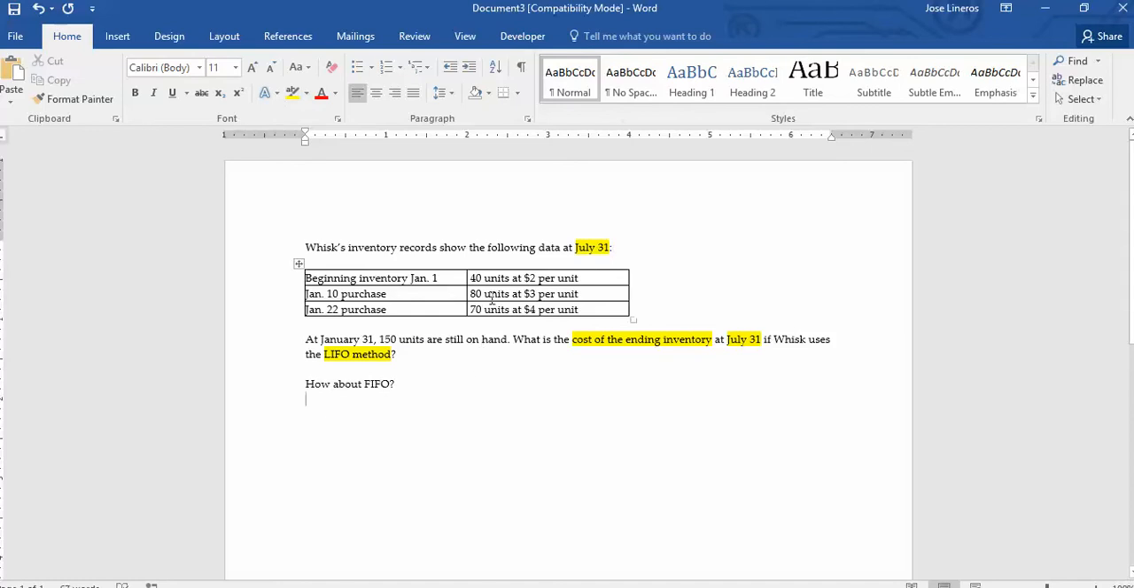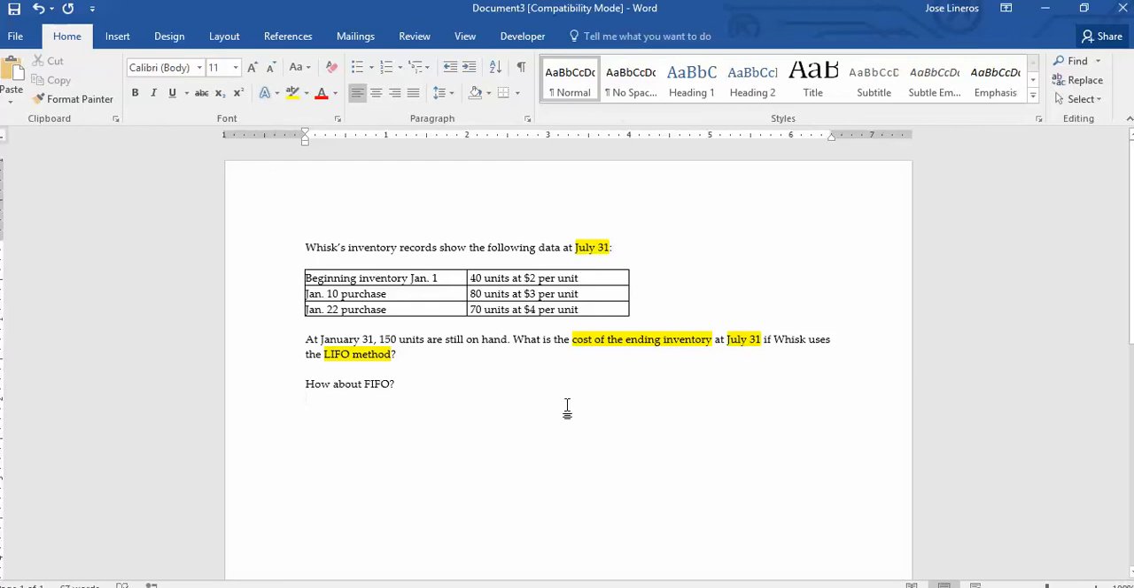So you notice here on January 1st you had a certain amount, then January 20th you bought a certain amount, and then January 22nd was the last purchase. Notice there was no purchases between January 22nd and July 31st. Don't let that throw you off. Basically this is what you're given. You're not given anything else. You started with this, you added some purchases on the 10th, and then you added some purchases on the 22nd. And then it's asking you what's going on July the 31st in terms of cost of the ending inventory.